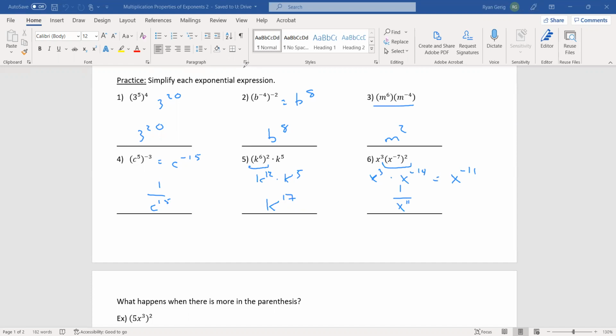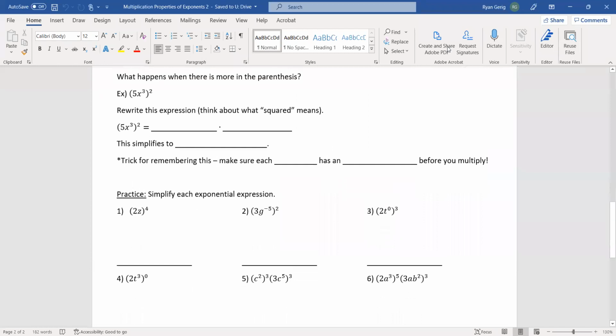A lot of you are probably thinking, oh, that's not too bad. Correct. It's not too bad until I make it harder, right? Backside. What happens when there is more in the parentheses? Example, 5x to the 3rd squared. Well, if we rewrite this expression, think about what squared means. That means 5x to the third times 5x to the third. That simplifies to, well, 5 times 5 gives me 25 x to the sixth, right?